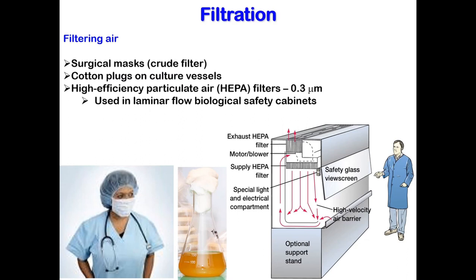So air can also be filtered, for example, by N95 disposable masks used in hospitals and labs, and high efficiency particulate air, otherwise known as HEPA filters, that let air move freely but restrict microorganisms. So HEPA filtered air is essential in a clean room environment, for example, to produce sterile drug products in the pharmaceutical industry.